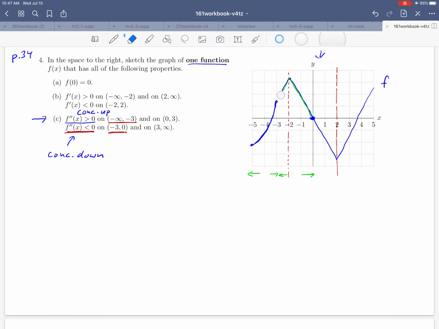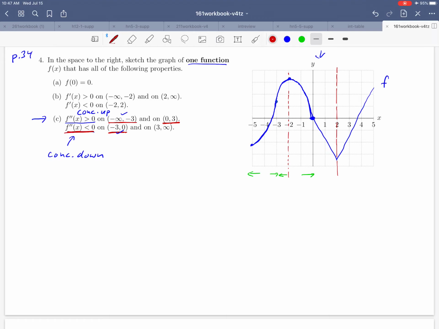All right, so let's erase this. We're going to try to make it go through that same point that we already drew up here, but we just want to draw it in such a way that it has a downward bowl shape to it. Okay, so maybe something like that.